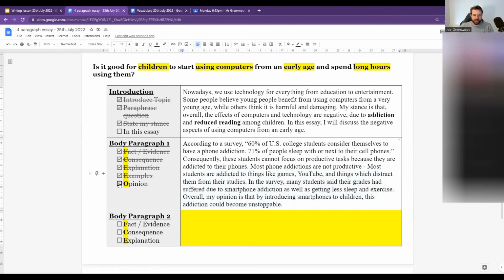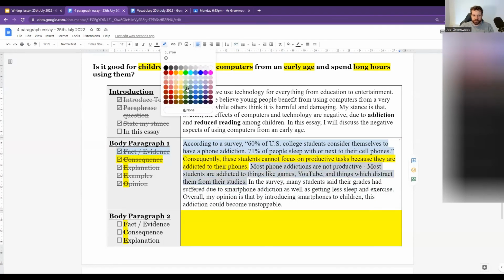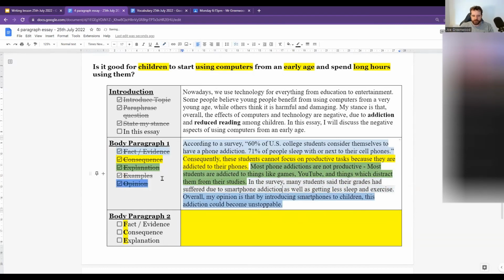Look, I've done everything. This is a fact, right? Shall I color code this? This is a fact. This is a consequence. Explanation. This is examples. Okay, fine. Here we go. So I've done fact, consequence, explanation, examples, opinion. I could write more, but this is just a simple example. You could elaborate on all these points if you wanted to.